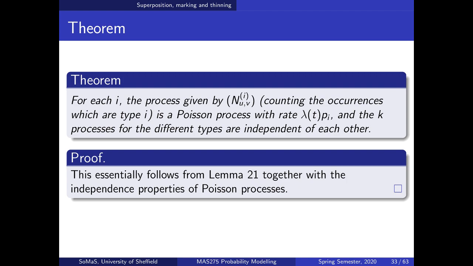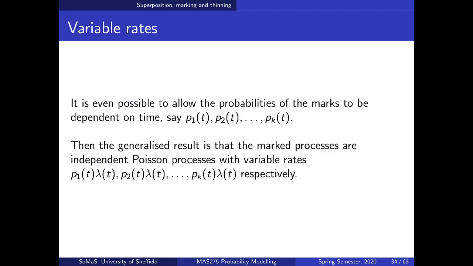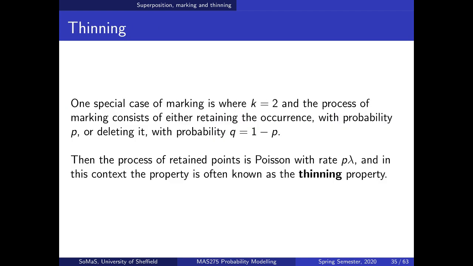Superposition is: you can add independent Poisson processes. And marking is: you can split one into multiple independent others just by choosing their types independently at random. And there's also thinning, which is just a special case where we only remember one of the types. And so your new rate is p times lambda. Okay, so that's in short what we did last time.